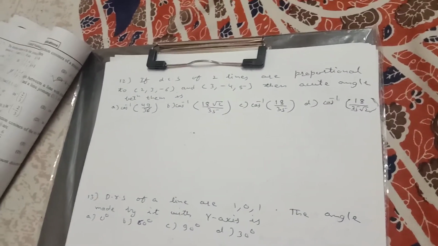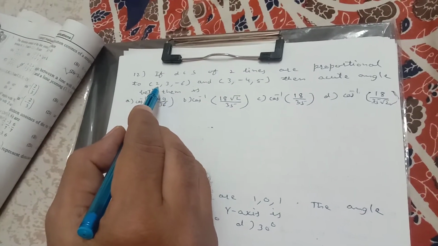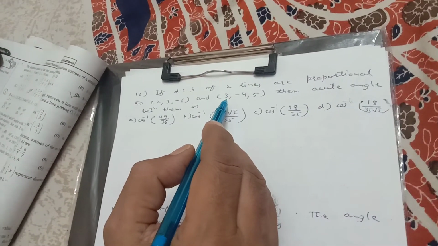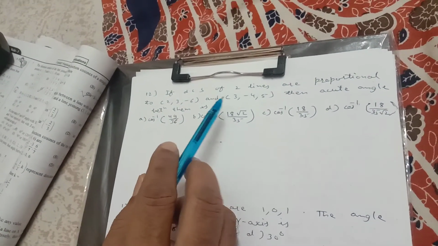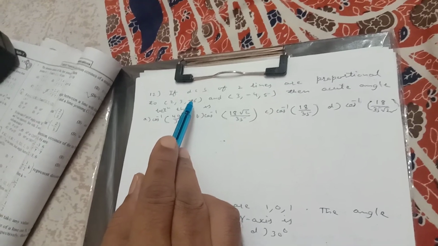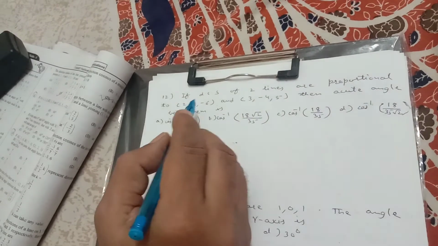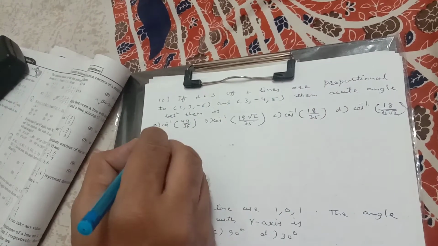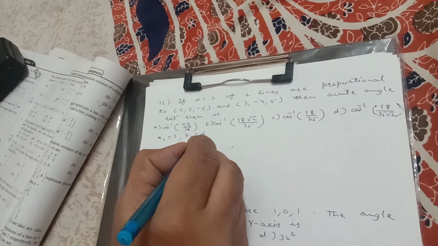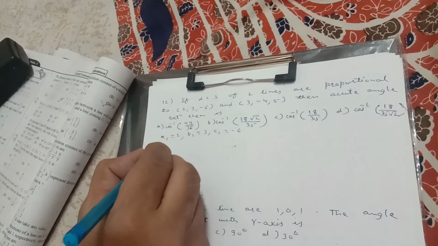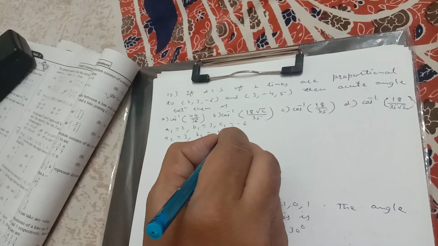Next example. Direction cosines of two lines are proportional to 2, 3, minus 6 and 3, minus 4, 5. Then the acute angle between them. Now direction cosines are proportional to direction ratios. Means here the given numbers are nothing but direction ratios. A1 2, B1 3, C1 minus 6, A2 3, B2 minus 4, C2 5.